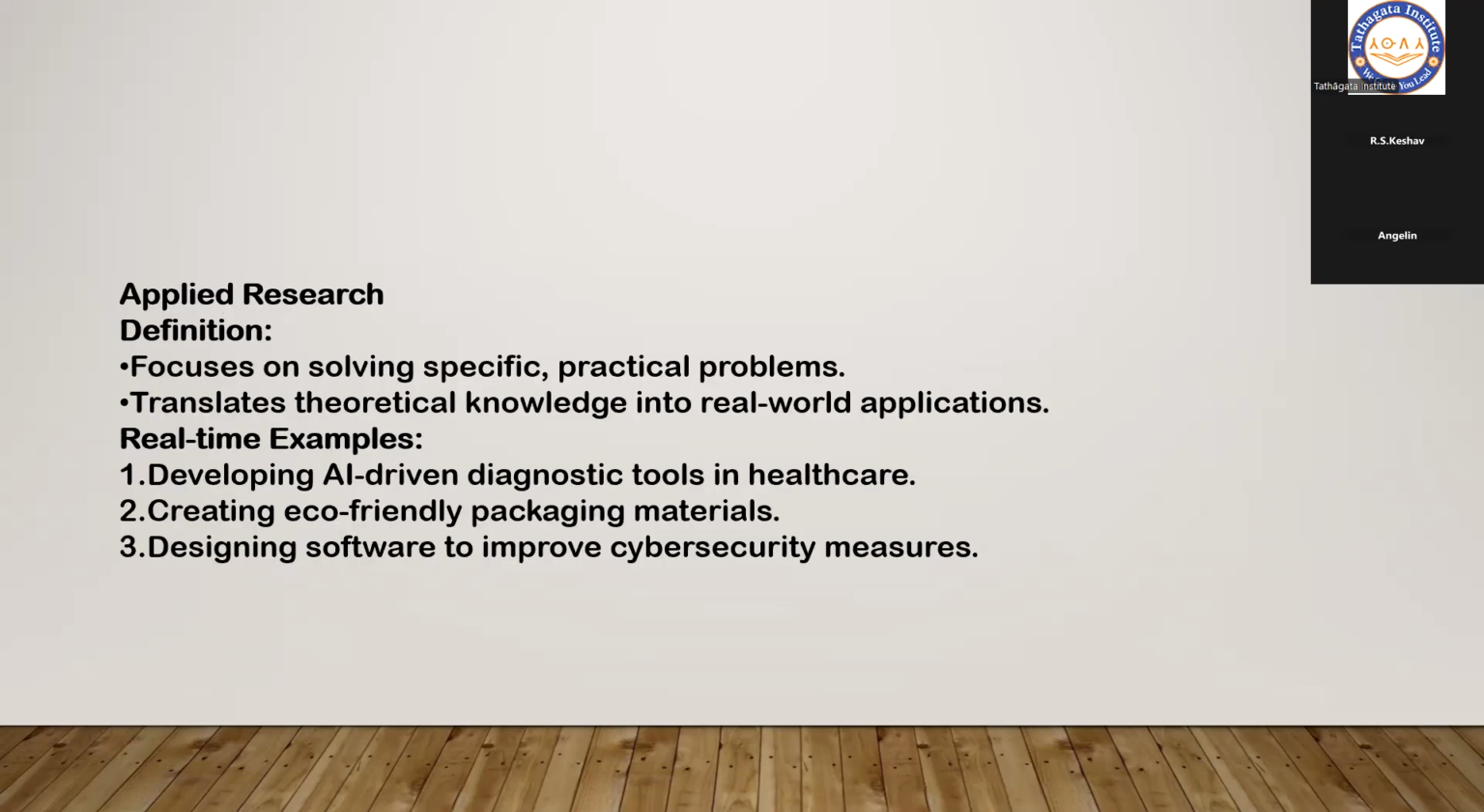The next research is applied research. Applied research uses knowledge to solve real world problems. It is research used to solve existing problems. If we do research on them and find a solution to the existing problem, then it is applied research. Applied research focuses on solving specific practical problems. It translates theoretical knowledge into real world applications.